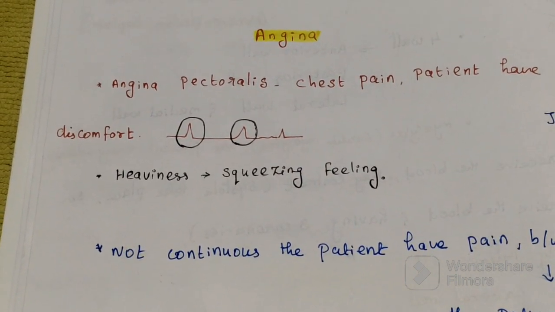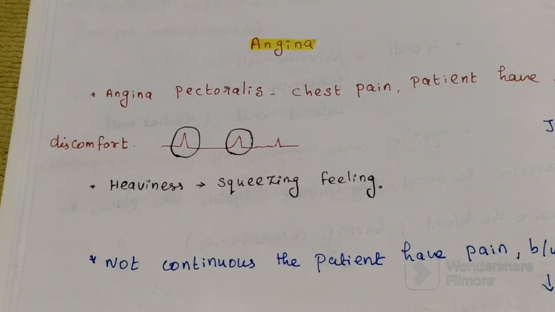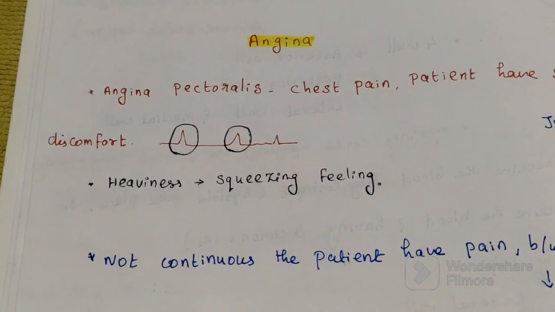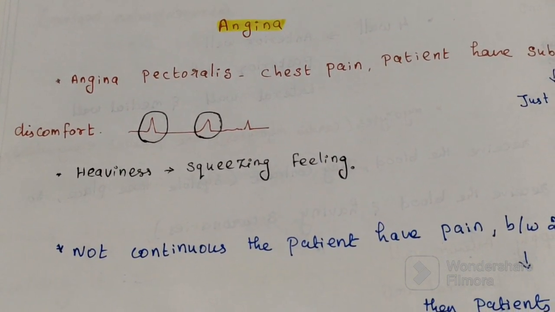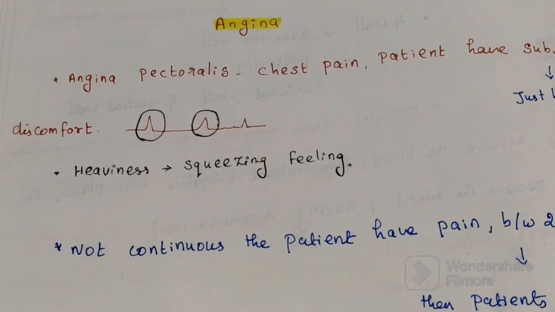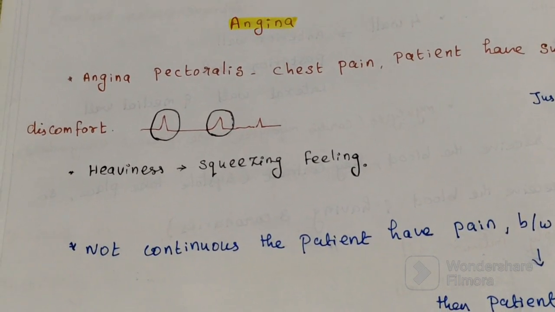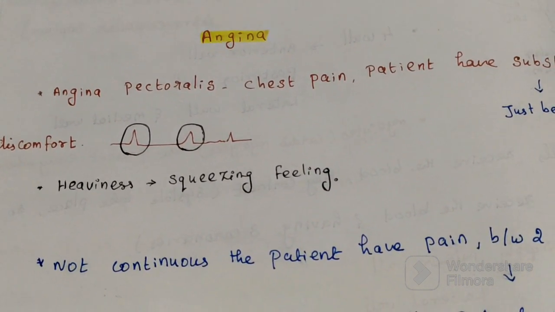So in this video we'll discuss ischemic heart disease or coronary artery disease, continuation. Angina. What is angina? Angina pectoris. It is a chest pain.